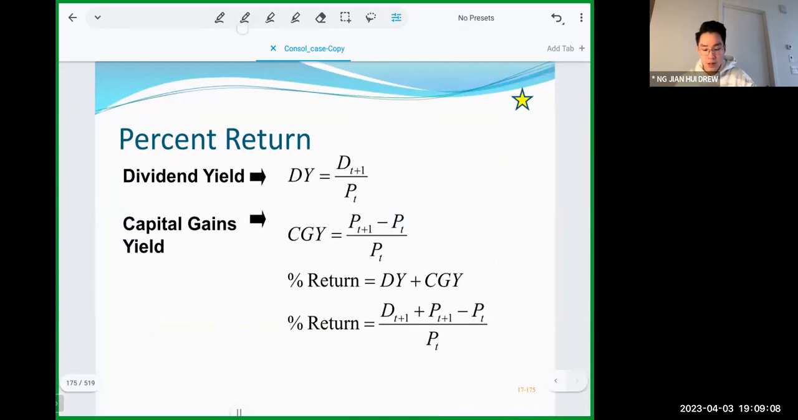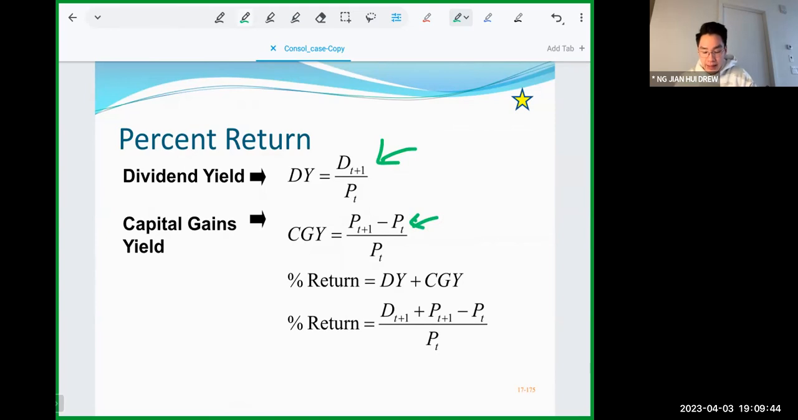So there are a few ways where you can calculate percentage return. Let's look at dividend yield first. Dividend yield basically means, what is the dividend that you get, which is here, divided by the initial price of the stock that you buy, which is PT. Capital gain is the price in T+1, maybe in year 2, versus the price in year 1, divided by the price in year 1. So I guess this is a bit of a basic arithmetic way to calculate gains.